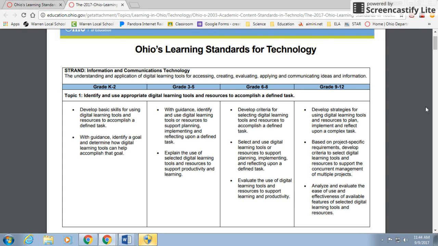and technology. As you can already see, the first strand is already up for a standard. It's already broken down into 4 grade bands, so whatever grade you are teaching this year, you can look under the specific grade band and look at the bullet points that the State of Ohio says you need to be teaching for that year. So like I said, the first strand is information and communications, and the first topic is identifying and using digital tools to accomplish a defined task.